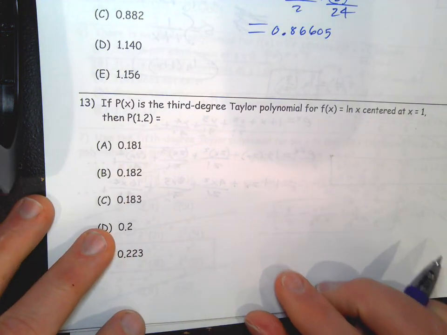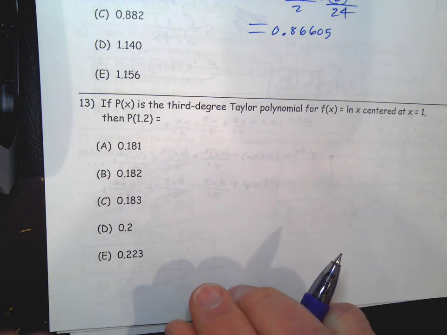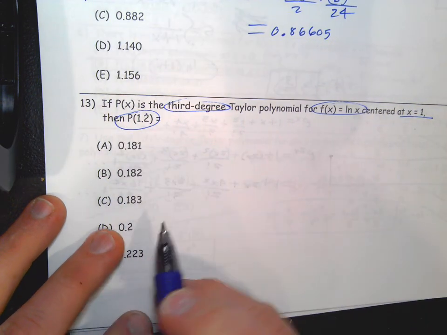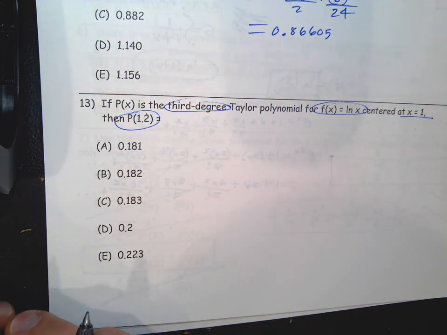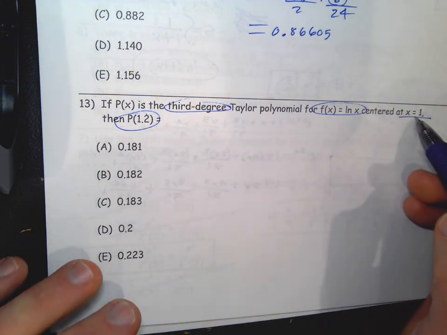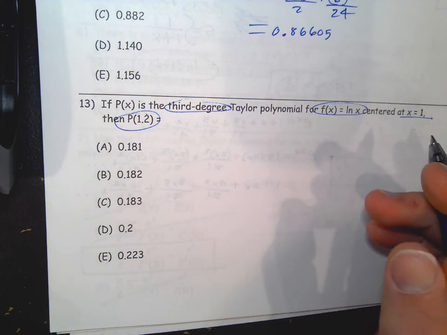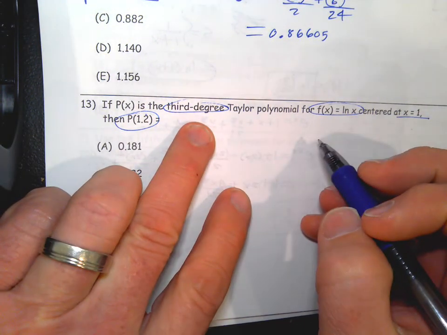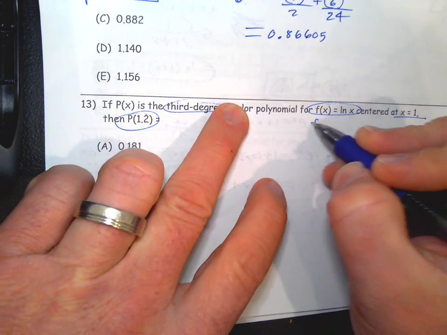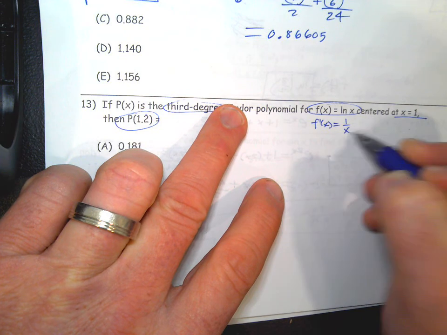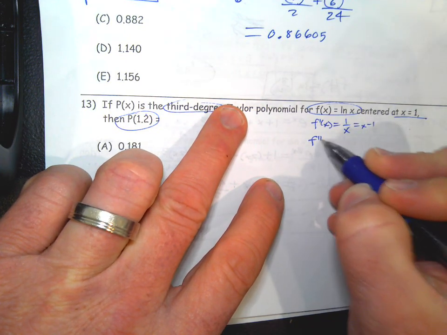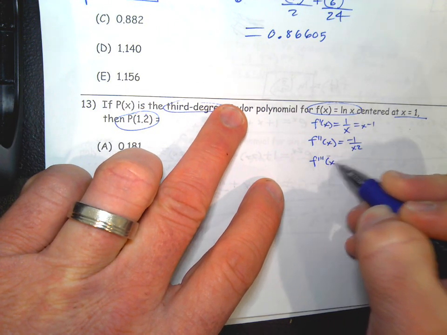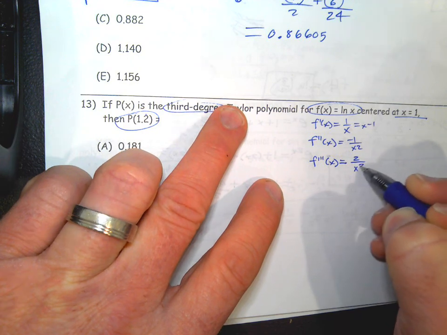Okay, number 13. If p of x, which is usually how we indicate Taylor polynomials, is the third degree Taylor polynomial for this function centered at x equals 1, then what would p of 1.2 be? So let's find the third degree Taylor polynomial. Now, the center is x equals 1, so I don't think we're going to use those memorized patterns. Those are from the Maclaurin series centered at 0, so I think we need to go ahead and find the derivatives. 1 over x, which is x to the negative 1, and then the second derivative is going to be negative 1 over x squared, and the third derivative is going to be positive 2 over x cubed.